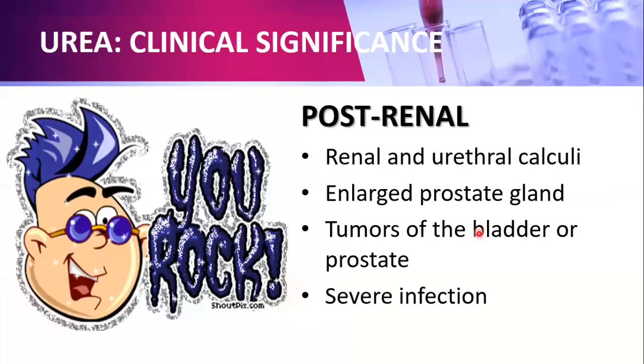Postrenal azotemia is caused by a blockage in the kidneys that prevents the urine from being excreted from the renal system by renal and urethral calculi or stones, enlarged prostate gland, and presence of tumors in the bladder and prostate, as well as due to severe infections.